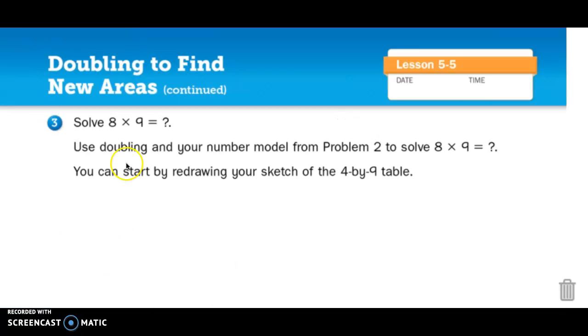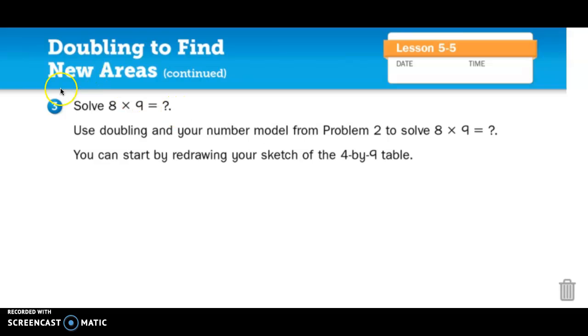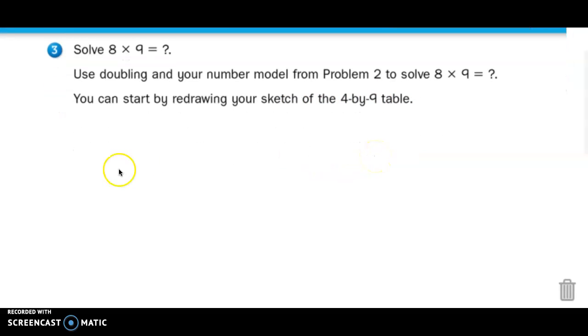All right, now I am on the next page. You're going to have both of these as a template. So make sure, remember, either you're writing this down or you're going to write it on your template afterwards. Number 3 says solve 8 times 9. Use doubling and your number model from problem 2 to solve 8 times 9. You can start by redrawing your sketch from 4 by 9 table.